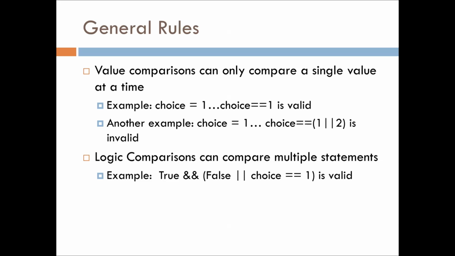Logic comparisons can compare multiple statements, so let's look at this example. We have true, and then, in parentheses, false or choice equal to 1. The true is one expression, then you have the and, then you have the next expression, which is the parentheses. Within those parentheses you have an expression, your logic operator, and then another expression, being choice equivalent to 1. And that is a valid statement right there. Complex maybe, but it's valid.